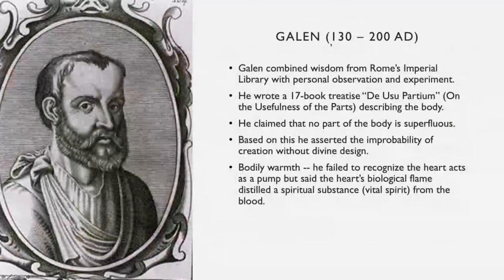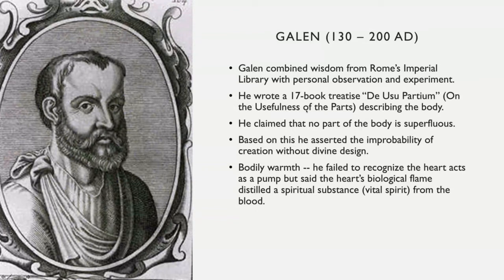So then we have Galen. Galen lived from 130 to 200. This scientist took from the previous studies, and he combined all this knowledge with the knowledge in the Imperial Library in Rome, and his experiments and personal observation. He was a physician for gladiators, so he could actually explore the bodies of people, open bodies, which in many cases it was prohibited to do. And he wrote a lot of books.